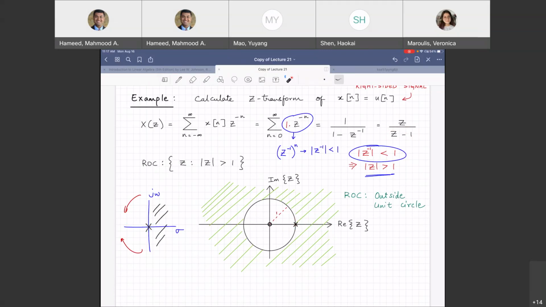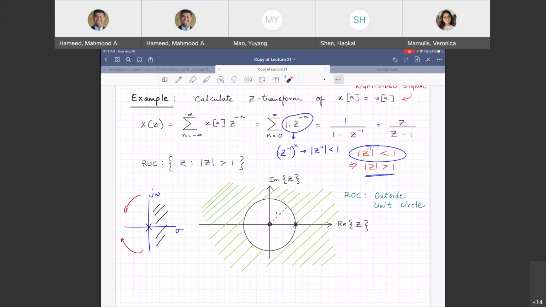Now, with this discussion, can you guys tell me the 4 possibilities here? So here, you said right-sided signal, left-sided signal, two-sided signal, finite duration, right? Okay. What is the ROC in Laplace? Left of the leftmost plane, right of the rightmost plane, a vertical strip, or everywhere. What would it be for Z transform?